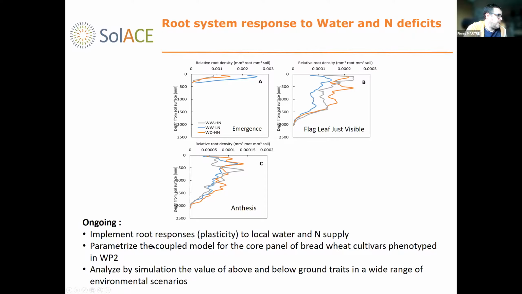That's the ongoing work we're doing at the moment, to implement the root response plasticity to nitrogen and water supplies, and at the same time I'm trying to parameterize the coupled model for the core panel of the bread wheat cultivars phenotyped in work package 2, and then to analyze by simulation the value of the above and below ground traits in a wide range of environments, starting with the SolACE experiments.